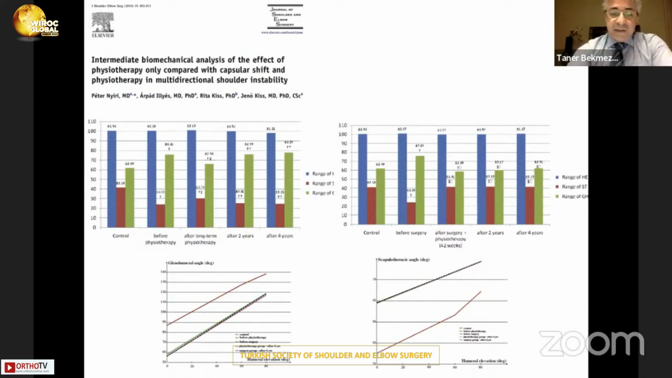There is a statistically significant difference between the surgical group and the physical therapy group. The kinematic parameters cannot be completely normalized by physiotherapy only. But if you apply physiotherapy after a proper surgical intervention, the normal rotational centers of the scapula and humerus may be restored to the normal range and maintained for at least 4 years, depending on these findings.